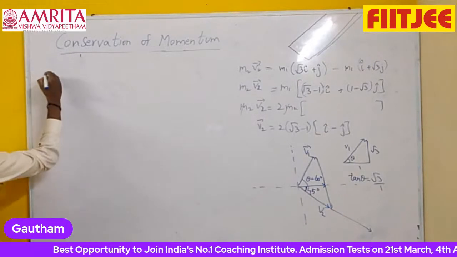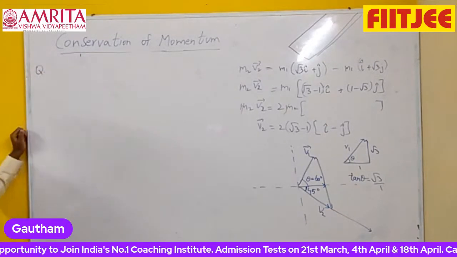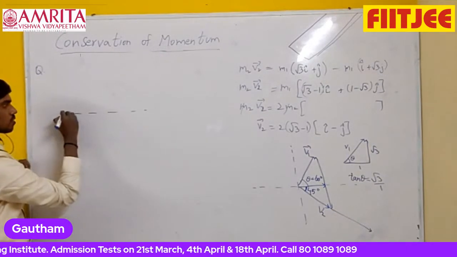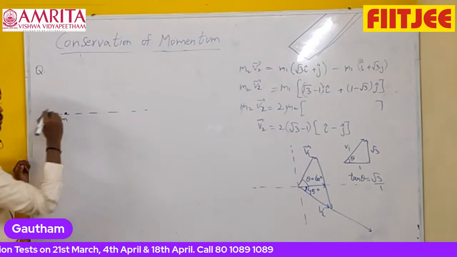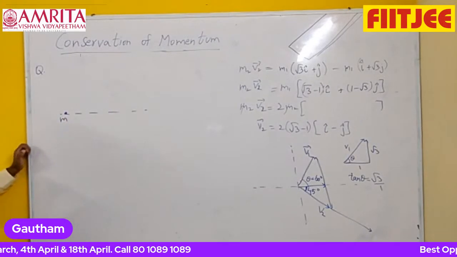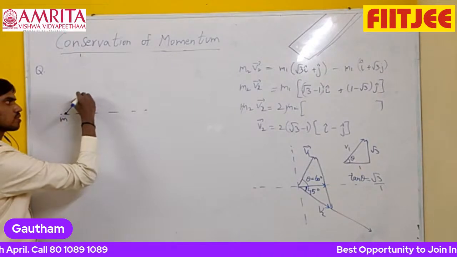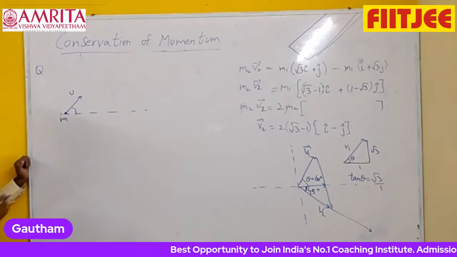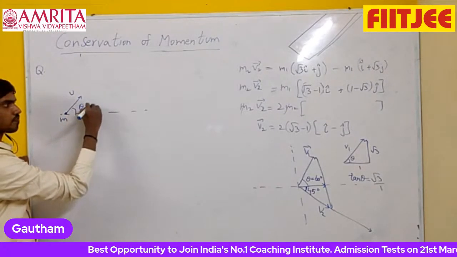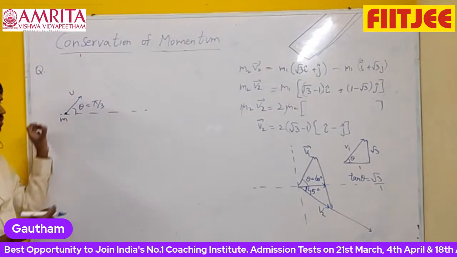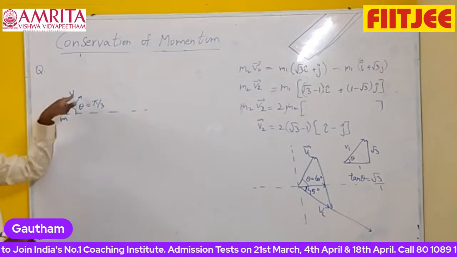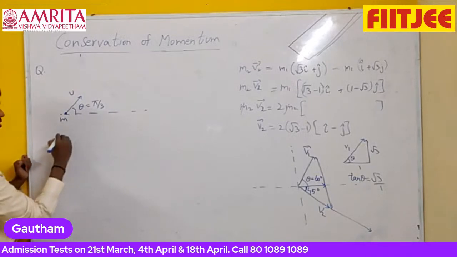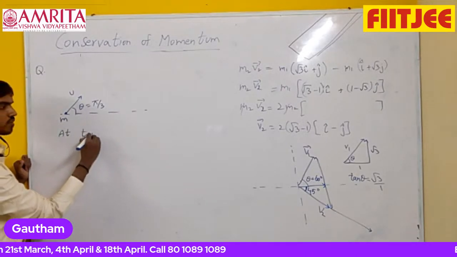So question is, a particle is projected from the ground, it is having a mass m. So initial velocity is u at an angle theta equal to pi by 3. So particle is projected from the ground with an initial speed u at an angle theta equal to pi by 3. So it's given at topmost point.